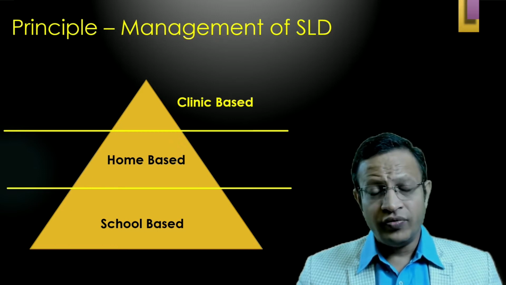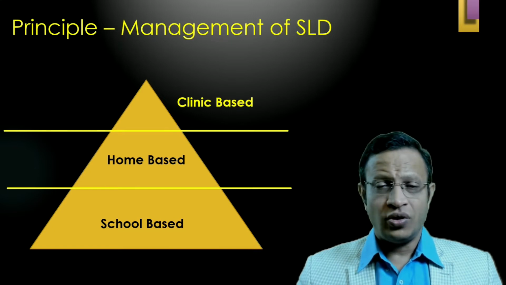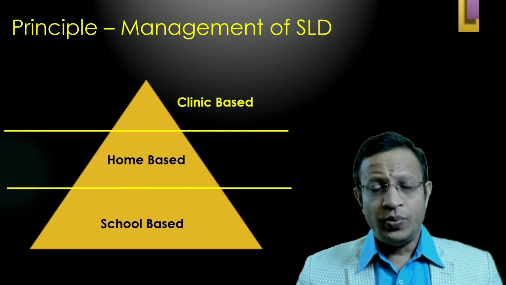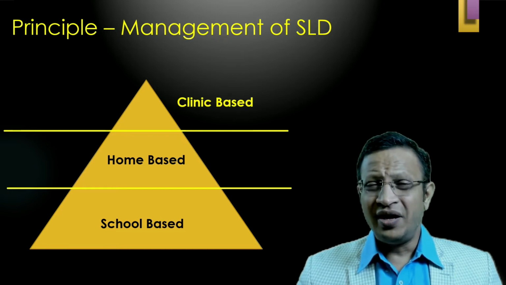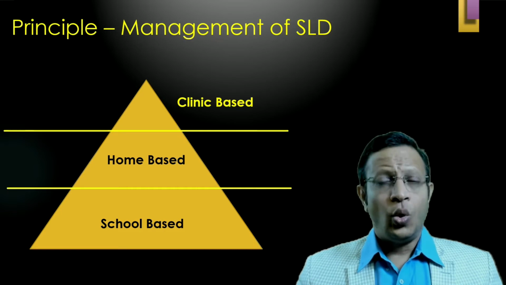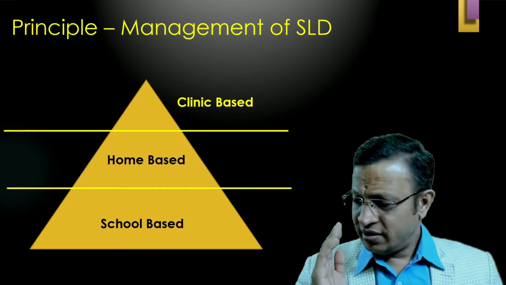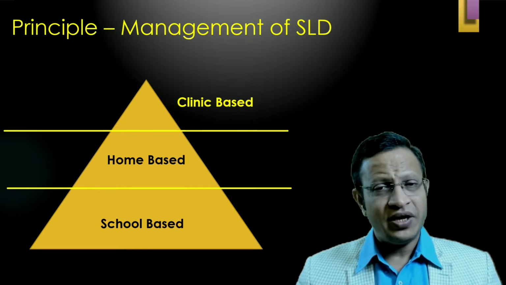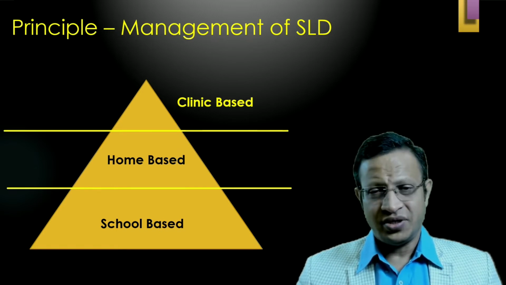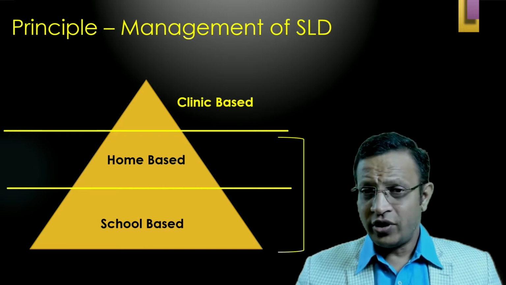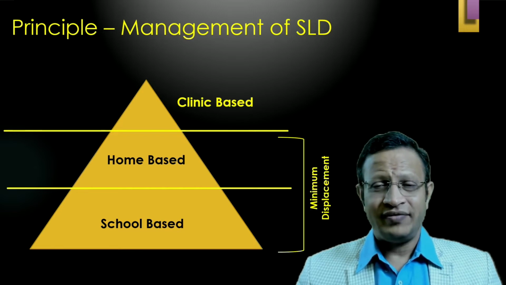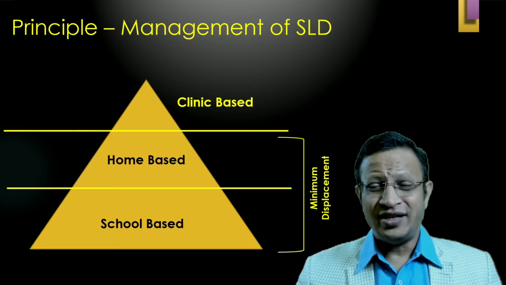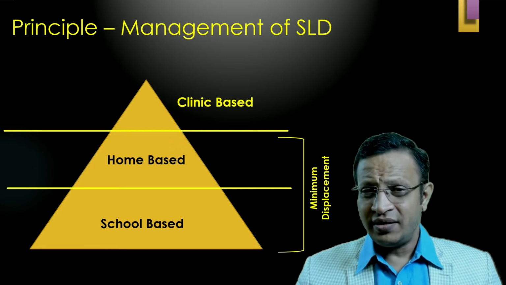If at all you need to, add home-based support also. That means a combination of school-based and home-based remedial measures should be the intervention. Only the topmost part of the pyramid should go to clinic-based or institution-based rehabilitation or remedial measures. So the important principle is that one needs to have community-based remedial measures and there should be minimum displacement of the child.